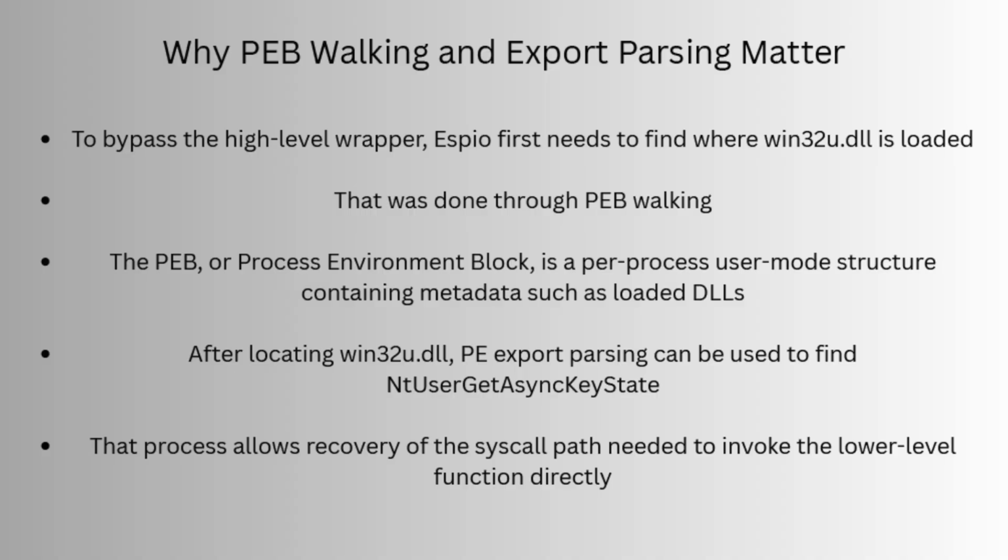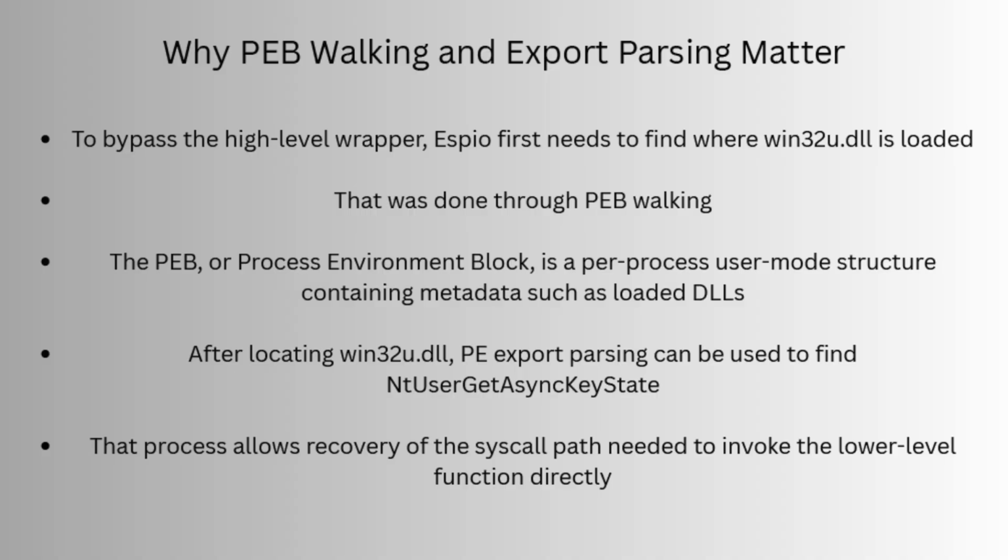Anyways, now that you understand contextually and conceptually where I'm coming from, you will understand why I needed to make a syscall. First, I needed to find where win32u DLL is actually loaded. I used PEB walking to do so. After doing that, I did something called PE export parsing. This tells you where in win32u DLL NtUserGetAsyncKeyState is actually located. After that, you will finally have a syscall number, which can be used to call NtUserGetAsyncKeyState and get around that pesky front door that some EDRs hook.